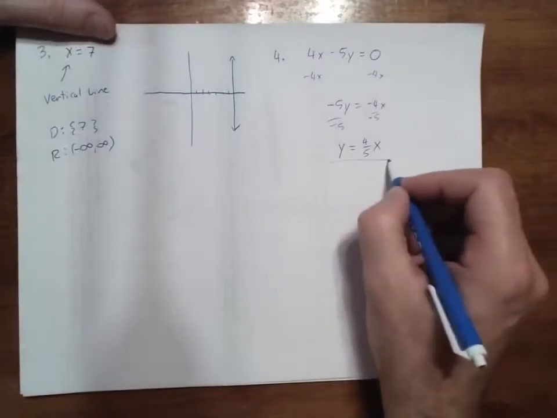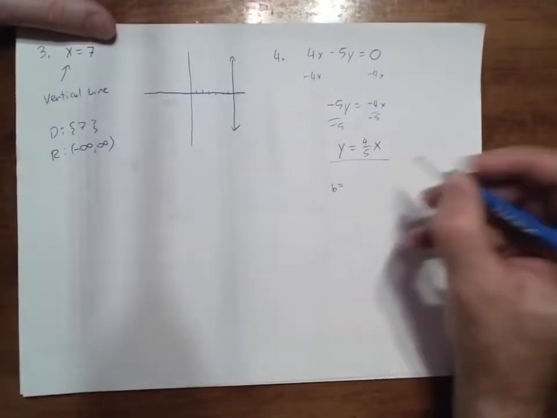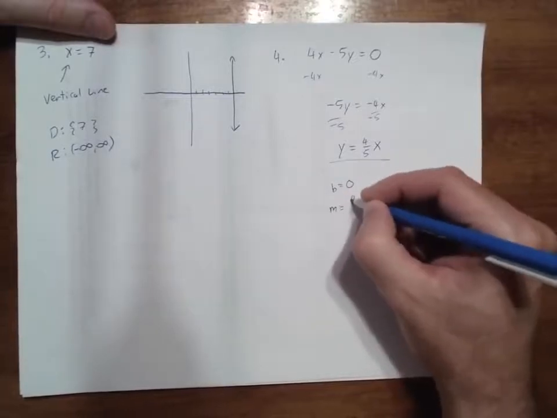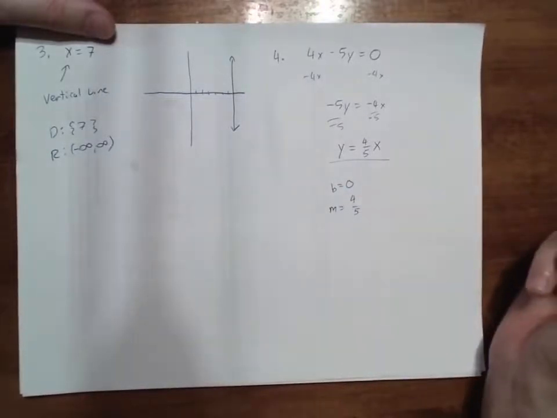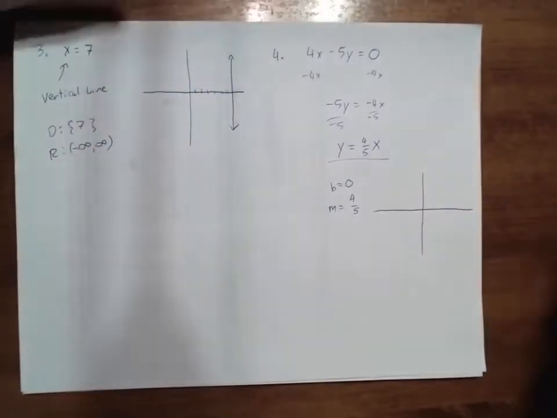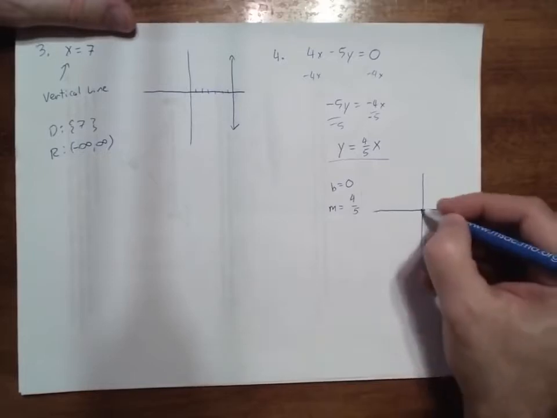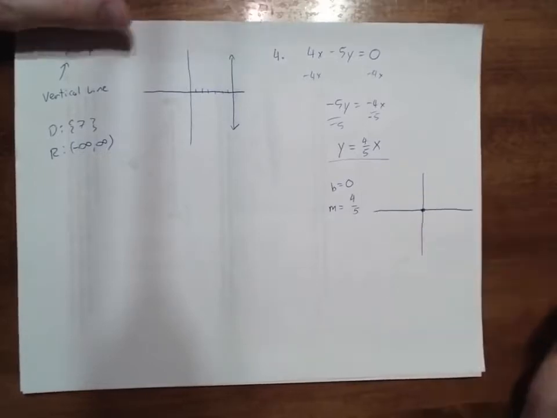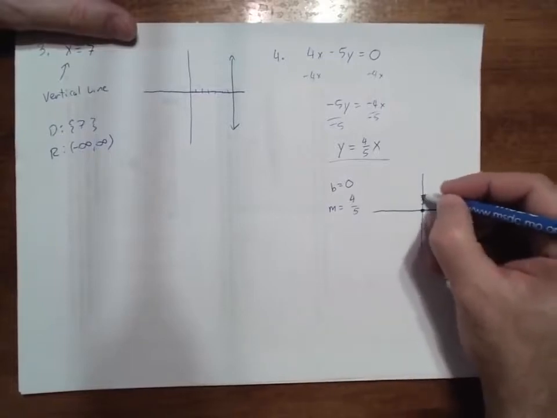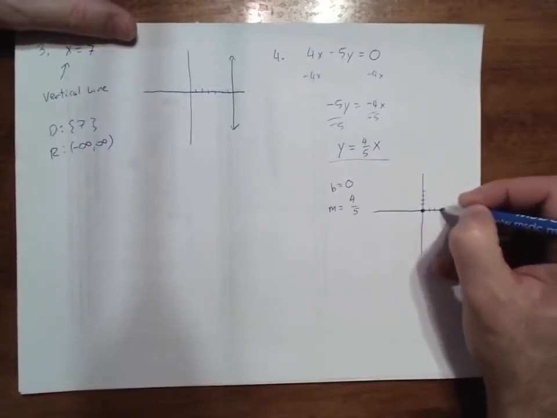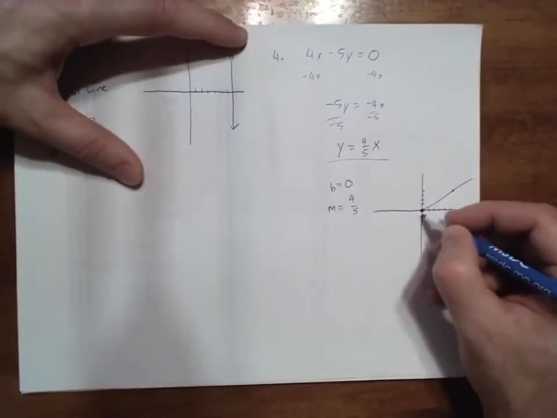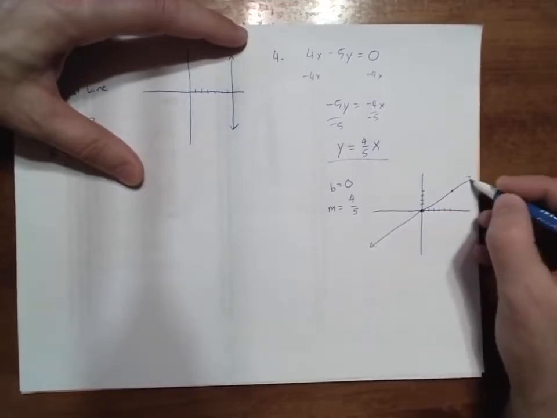And then there's no other number out here. Now that this is in slope-intercept form, because there's no number, the y-intercept is 0 and the slope is 4 over 5. So when we graph this line, I put a point at the y-intercept, which in this case is just 0, so I'm going to go through the origin. And then my slope is 4 over 5, so I'm going to rise 4, 1, 2, 3, 4, and then run over 5, 1, 2, 3, 4, 5. And there's the graph.